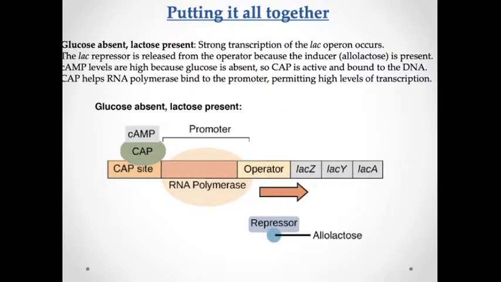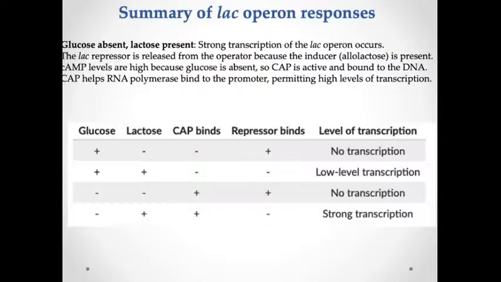This is the best part, when you have glucose absent, lactose present. Glucose is absent, so cAMP-CAP could be attached at the CAP site, and also allolactose will attach to the repressor. So you have a high amount of transcription happening in this case. So this is the example in summary.